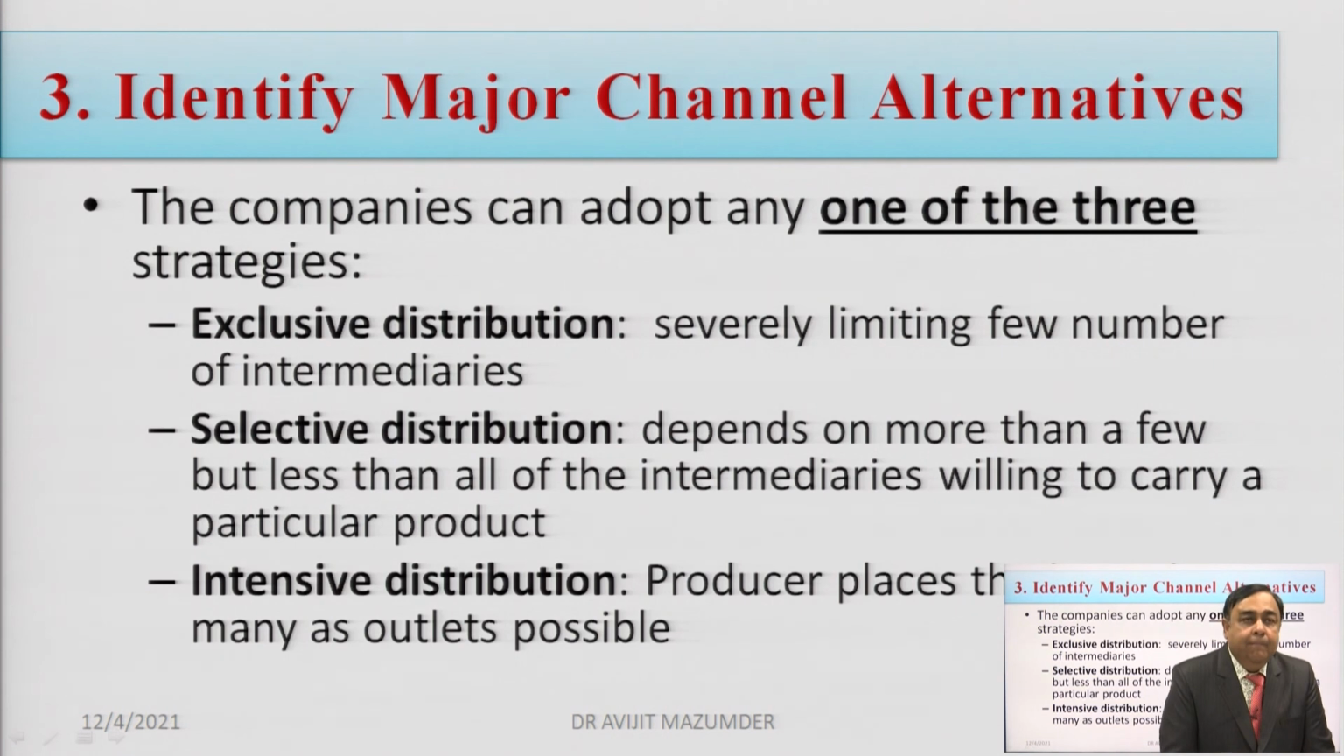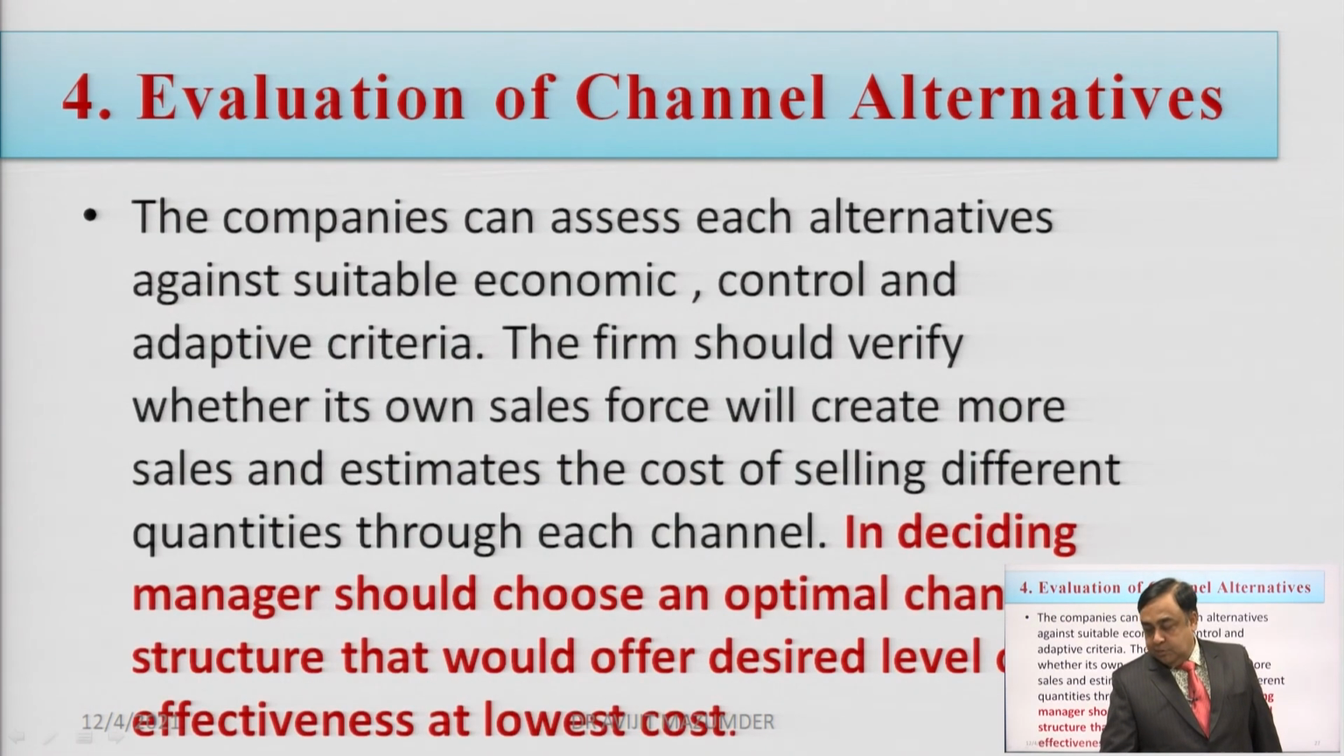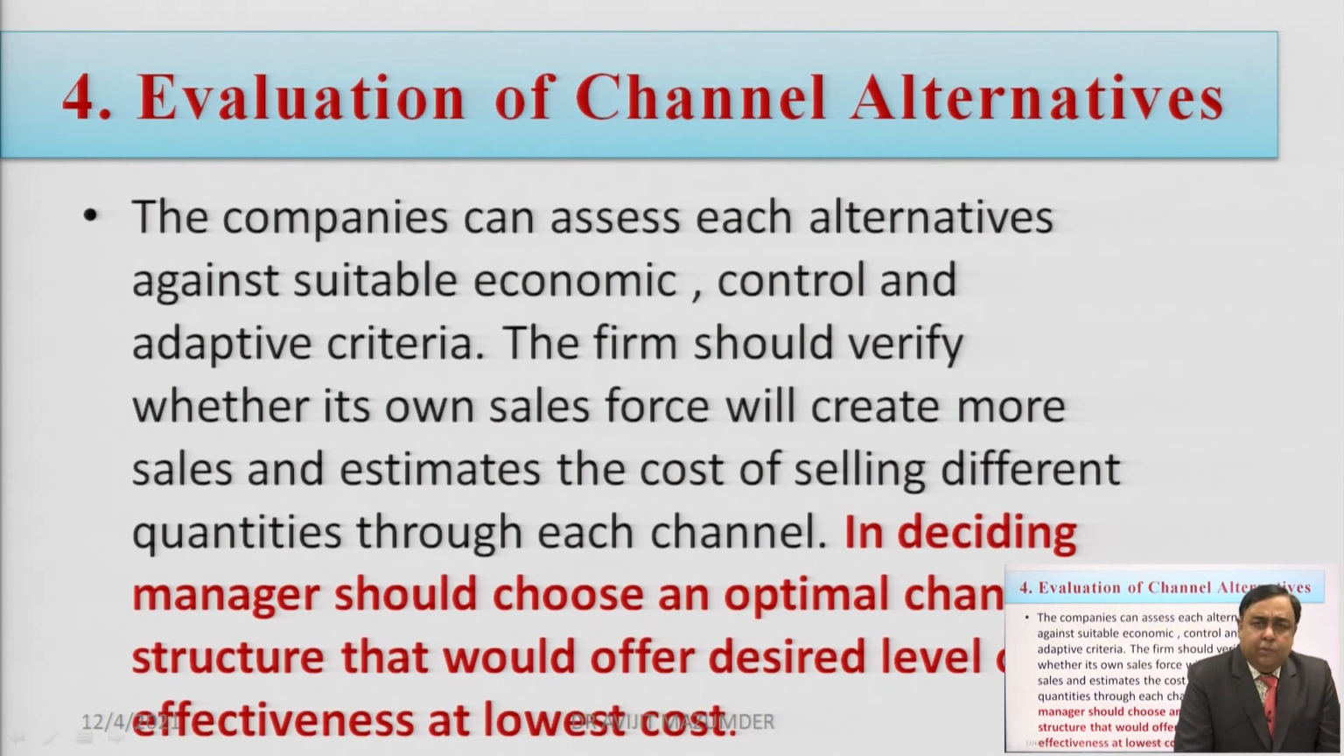And finally, after deciding all these parameters, we have to decide whether we will go for exclusive distribution, or selective distribution, or finally opt for intensive distribution. The company can assess each alternative against suitable economic, control, and adaptive criteria. The firm should verify whether its own sales force will create more sales and estimate the cost of selling. See, whenever a channel of distribution is selected, money is involved. So they will have to see whether it is not possible by their own sales force.